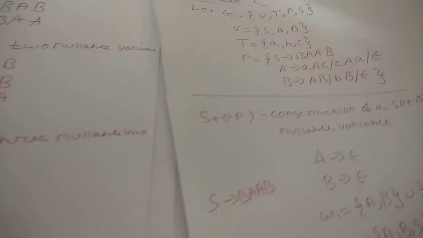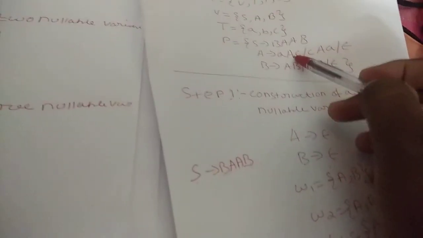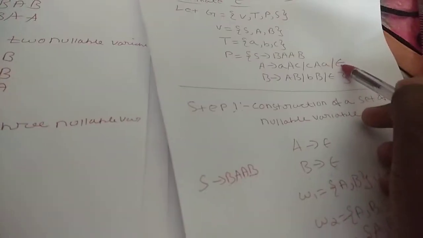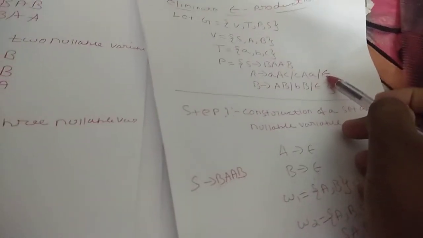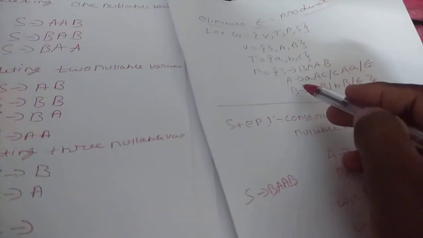Next production is this A. A tends to AAC, CAC, and epsilon. We have removed epsilon. Then we have to consider the A productions. First we will consider A tends to AAC.